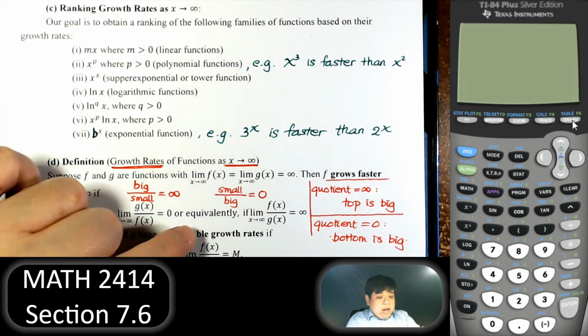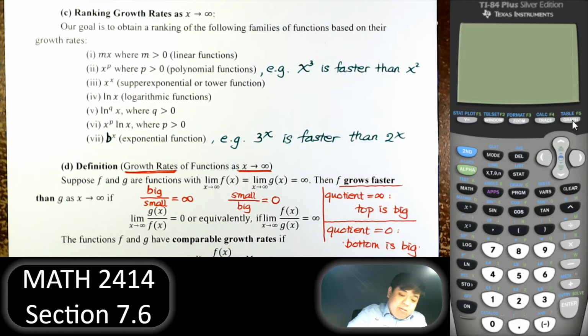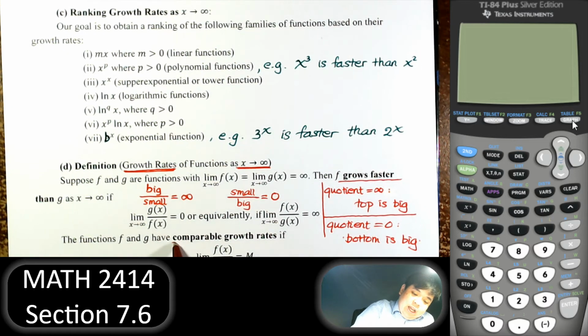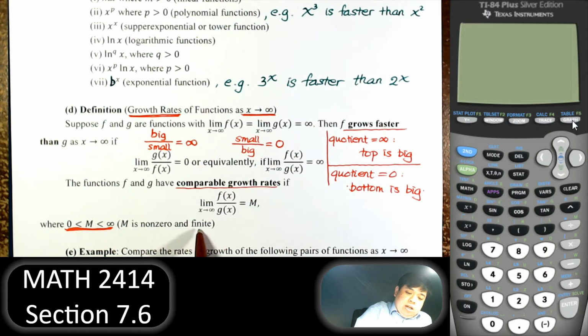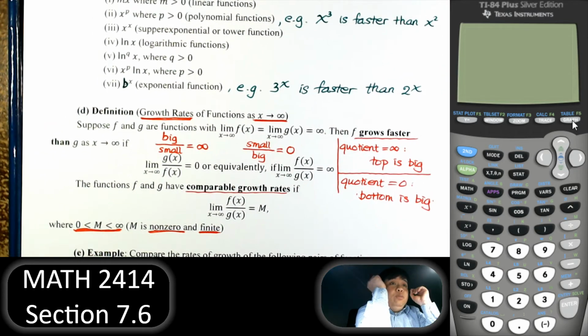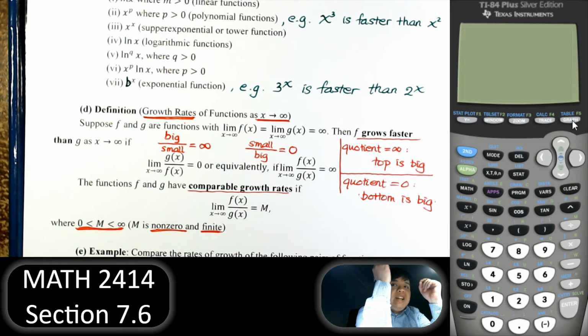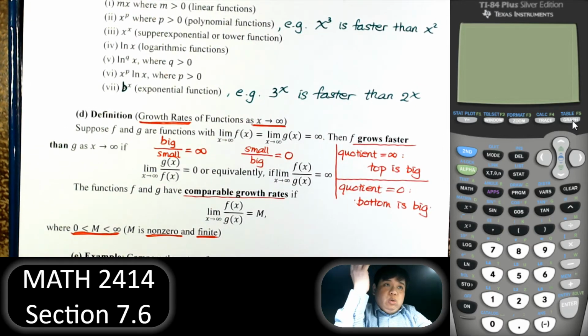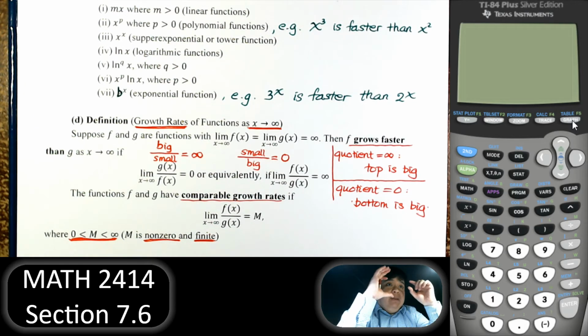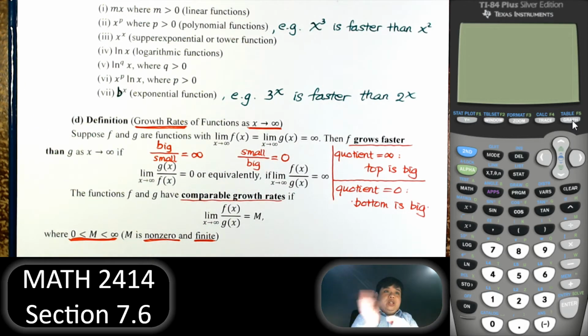Right. And when the ratio equals m, which is finite, we call that comparable rates. If m is finite, it could be a finite number, and that is non-zero. So if we have infinity, the top goes faster to infinity. If the whole thing equals 0, the bottom goes to infinity a lot faster than the top. If it is equal to a constant anywhere between 0 and infinity, we say they have comparable rates.